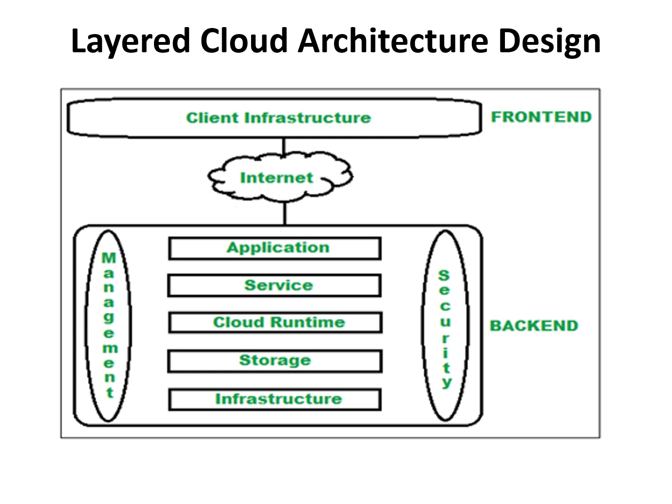So in this architecture we can see that we have a front end and back end. At the back end we have infrastructure layer, platform layer, application layer, and management layer, and at the front end we have user layer.